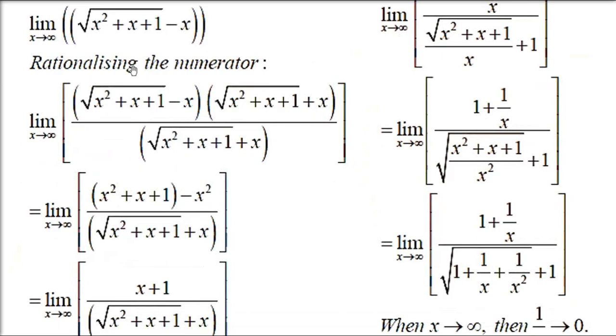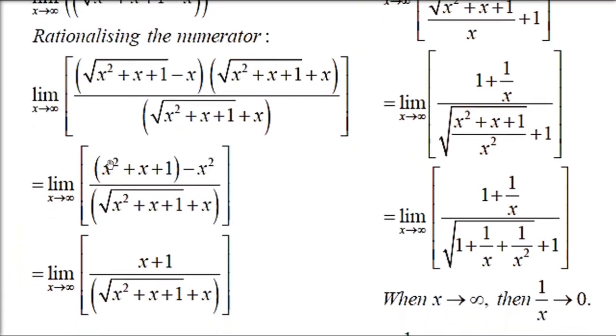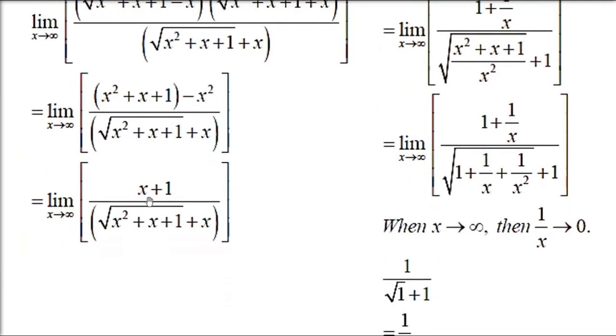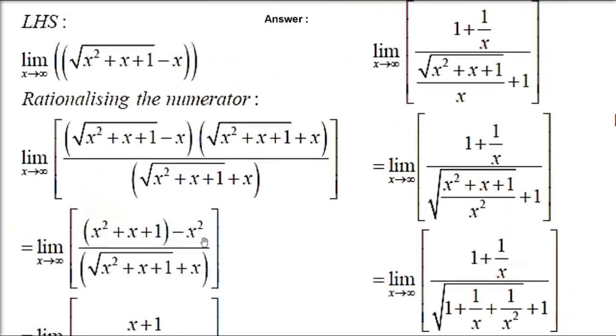So multiply by the rationalization factor, so a square minus b square will come. That is under root x square plus x plus 1, whole squared, that is x square plus x plus 1, and you have minus x square. Minus x square and x square get cancelled. You have x plus 1 remaining. And in the denominator you have under root x square plus x plus 1 plus x.